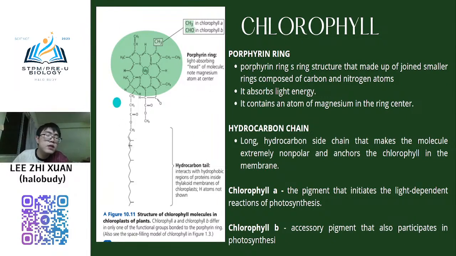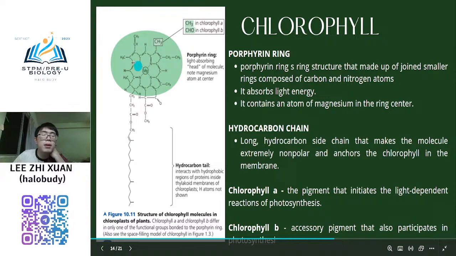What is the difference between A and B? This is the full structure of chlorophyll. The main difference is that in chlorophyll A, there is a methyl group, but in chlorophyll B, it becomes an aldehyde group, a carbonyl group. This is the main difference. Everything else is the same.